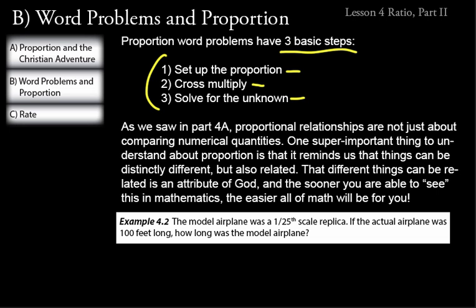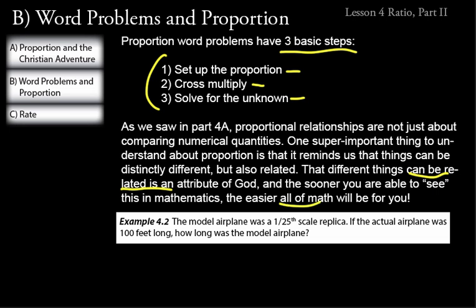So in part 4a, proportional relationships, we saw those are not just about comparing numbers, numerical quantities. A super important thing to understand is that it reminds us that things can be distinctly different but also related. That different things can be related, that's an attribute of God. And the sooner you're able to see that in mathematics, that's going to make all of math easier for you.